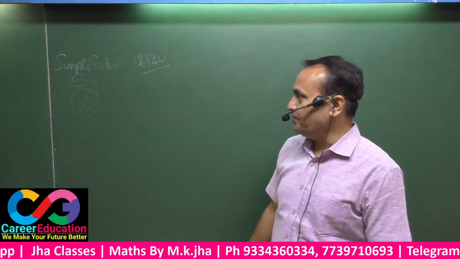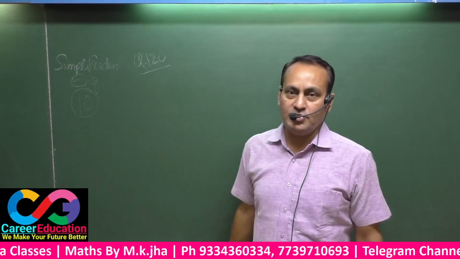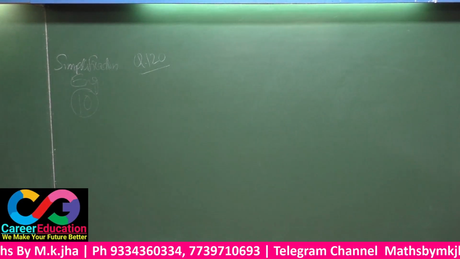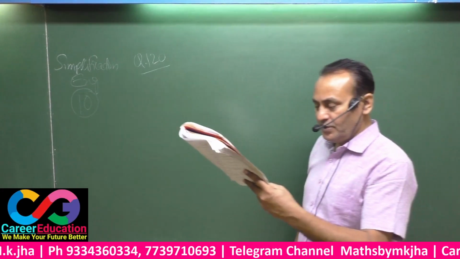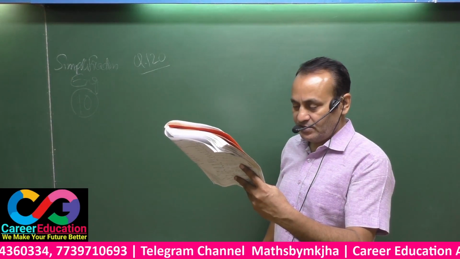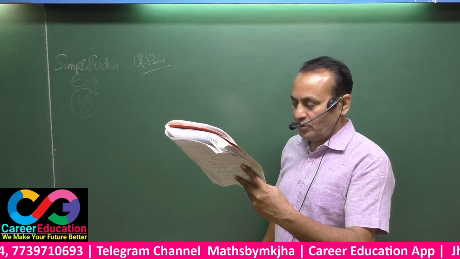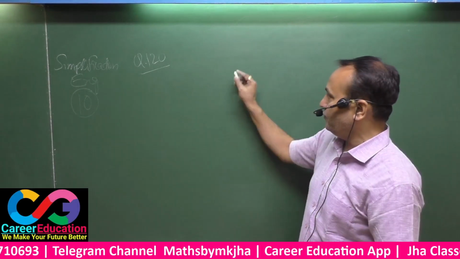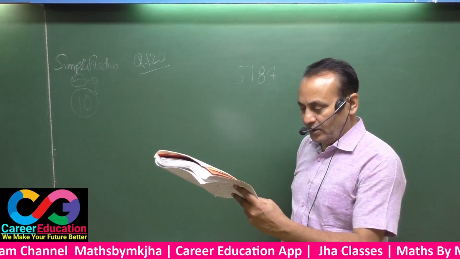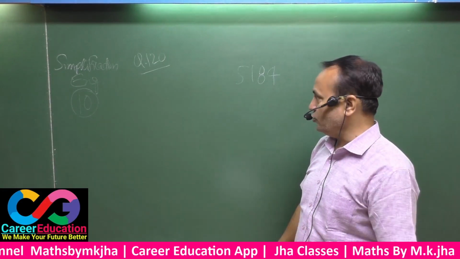Let us start simplification class 10, question 120. Each man of a group contributes as much rupees as the number of men. If the total contribution is 5184 rupees, find out the number of men in that group.